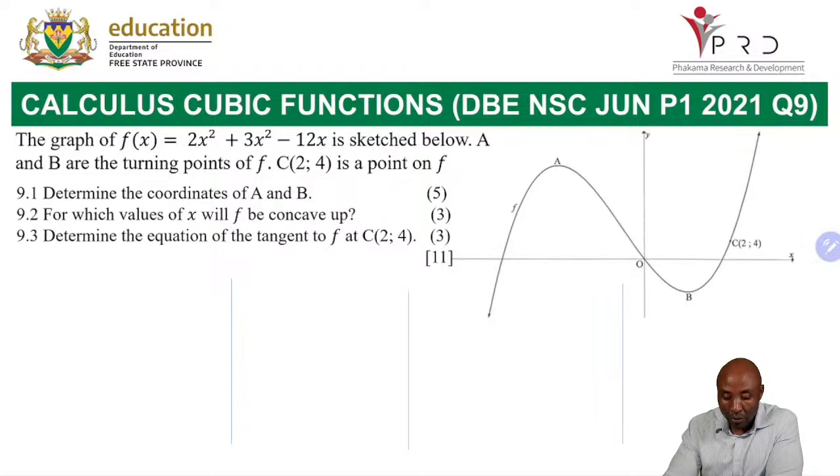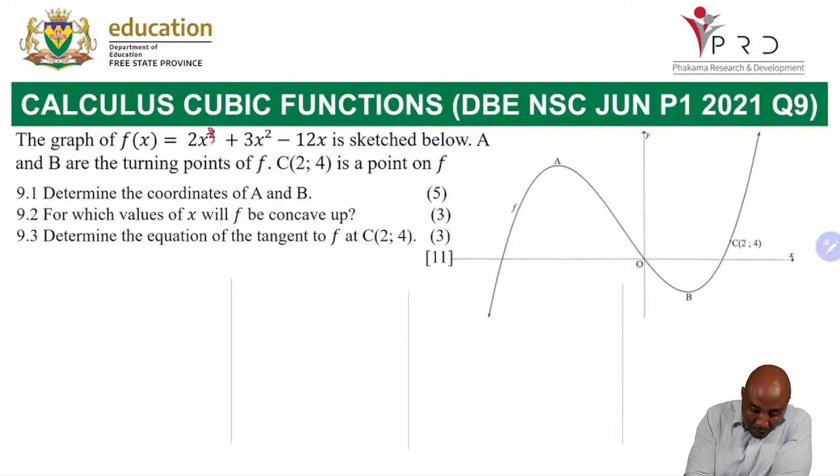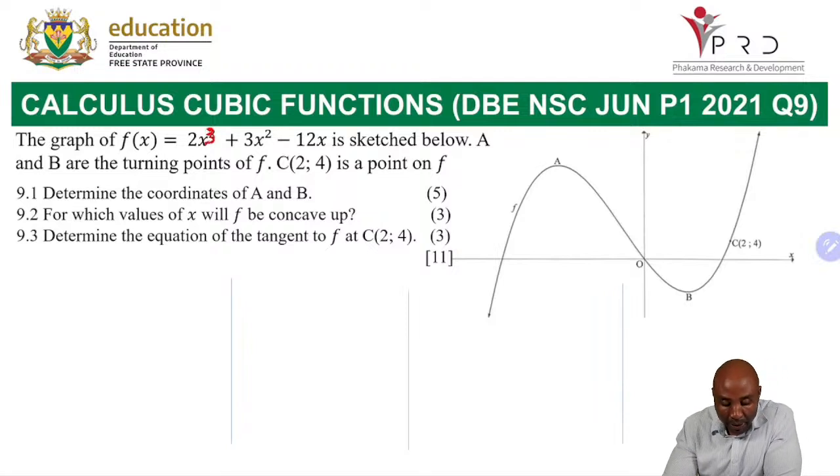Now, here is a question, but because of time, it's not on our side. I will go through it with you so that we remind each other of these concepts and apply them practically. We are given that the graph of f of x is 2x cubed plus 3x squared minus 12x, and it's sketched below.